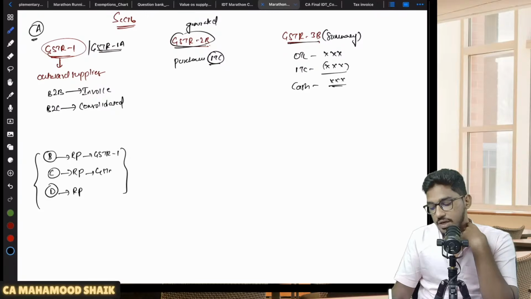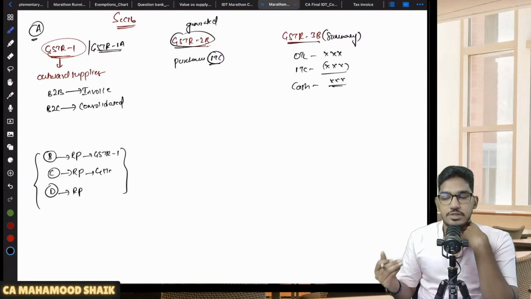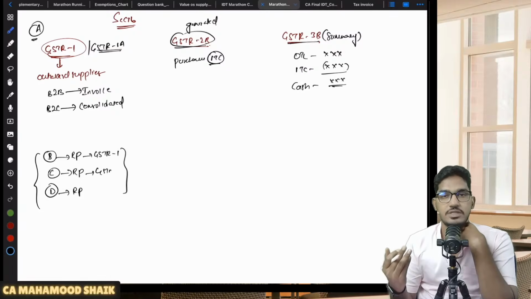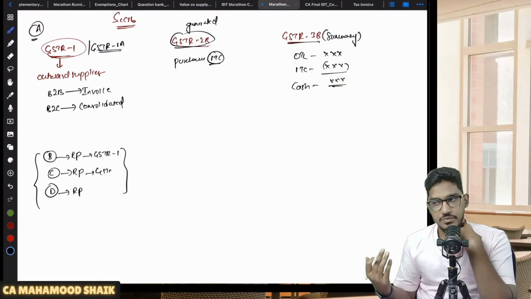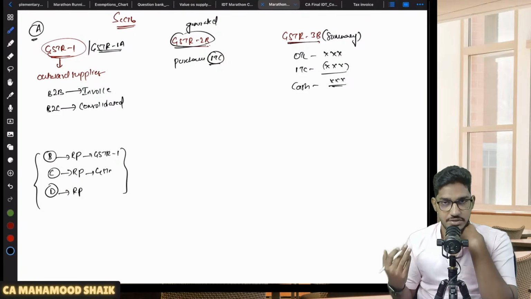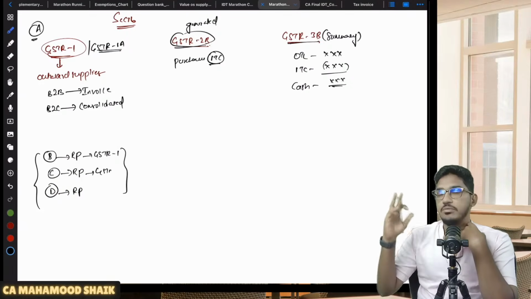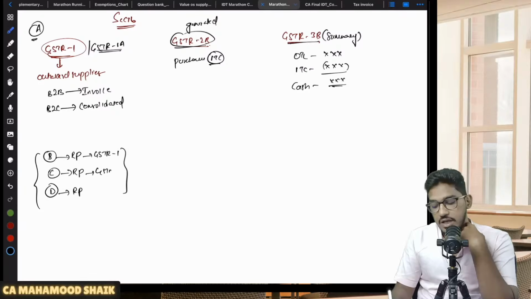Sir, what is GSTR1A? In case you have already filed your GSTR1 but have not yet filed your GSTR3B for the current month, and you want to amend the details, for example you missed some invoices or made some mistake while filing your GSTR1, you can do that updation before filing the GSTR3B of the current month by way of GSTR1A, which is an optional facility. So like this, various returns will be there.